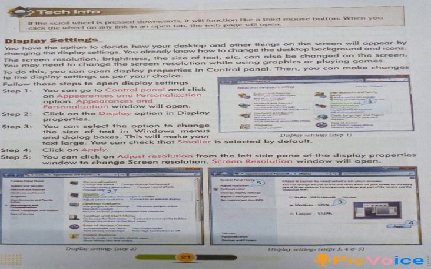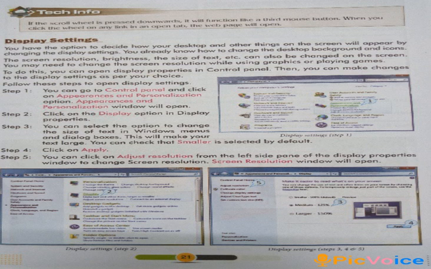Step 1 is we should go to control panel and click on appearance and personalization option. Appearance and personalization window will open. Then step 2, click on display option in display properties.